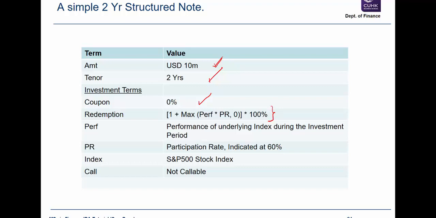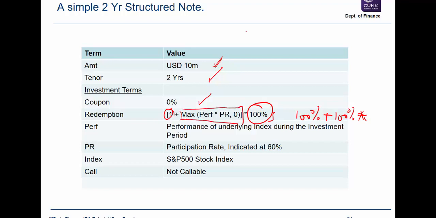Now, what this is saying is redemption means at maturity, what do you get? Well, you're going to get 100% multiplied by something. What is that something? Well, first of all, there's a one in here. So if you multiply it out, you're going to get 100% plus 100% times something. Now, the important thing is, what is that something, which is this one here.